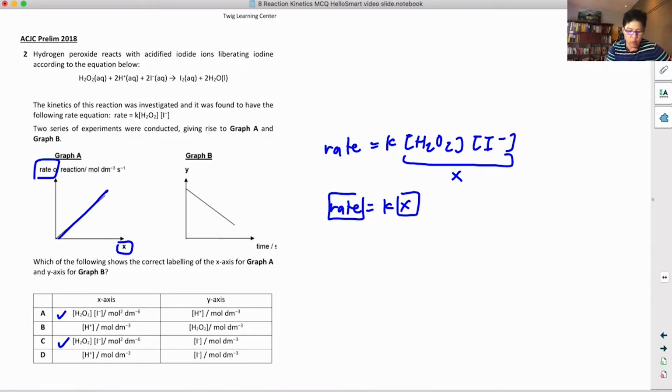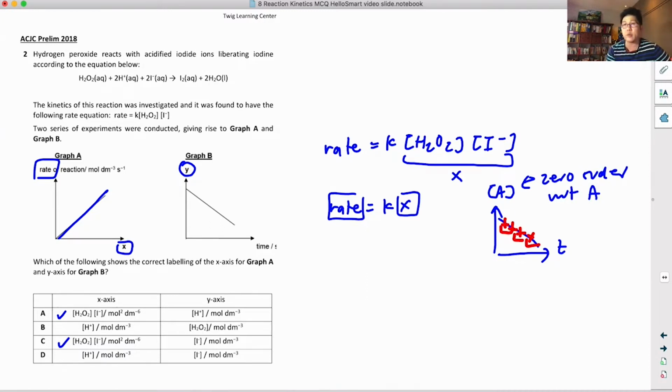For the next one, over time, y is actually decreasing. If you remember, this kind of graph, sloping downwards, is what I call zero order with respect to A. No matter how the A concentration changes, you realize that the rate never changes. The rate stays the same. The rate is actually the gradient. So what is zero order?